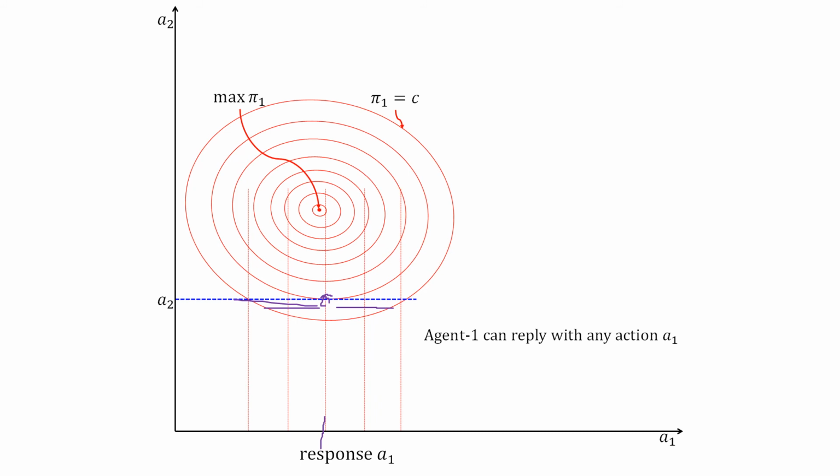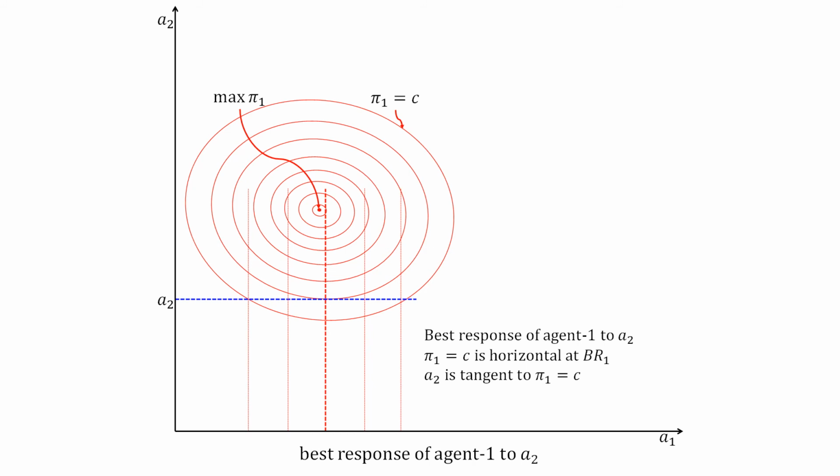So this point where a contour is tangent to the straight line is the point where agent 1 would maximize its payoff. In other words, the point where this horizontal line, which is A2's action, is tangential to one of these contours of constant payoff for agent 1 represents the best response of agent 1. So this is agent 1's best response to this value of agent 2's action.